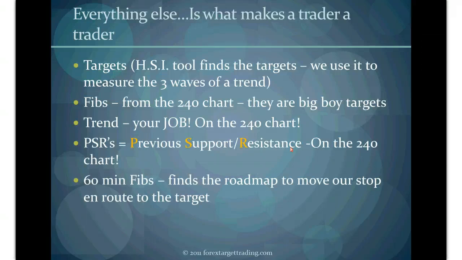The 60-minute fibs we use to find the roadmap to move our stop. And here we use a swing high, swing low from a 60-minute chart. Why 60? Because that's where the big boys are. And we find the Fibonacci extensions on the way to the target, and that is where we move our stop. There's no such thing as us putting a 15-pip trailing stop on. If you put a 15-pip trailing stop on your currency, I guarantee you will be stopped out. All right? And we don't click out for 5.